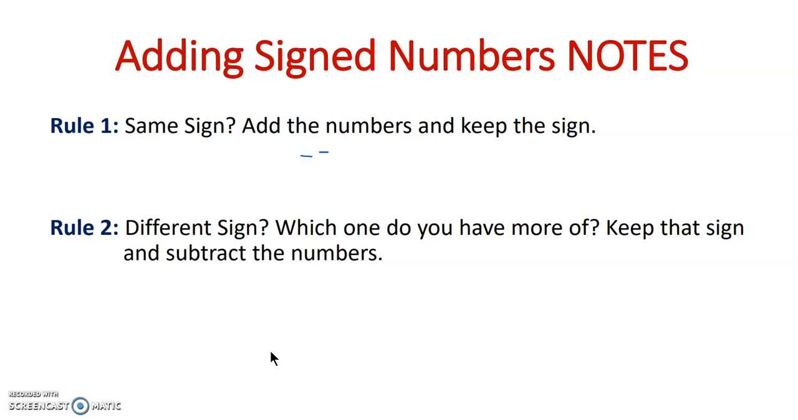For example, if you have -5 plus -3, you're going to keep the sign, negative, and you're going to add the integers, -8. Same thing goes with positive. If you have a +4 plus a +6, then the result will also be positive. It'll be a +10.